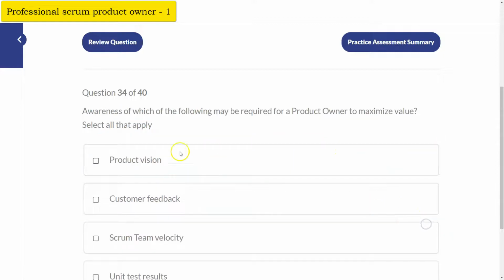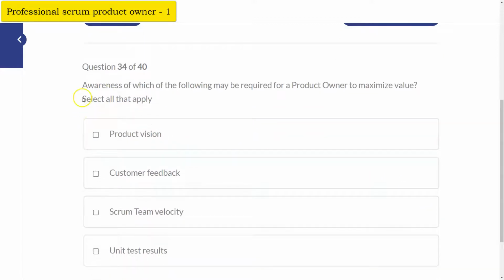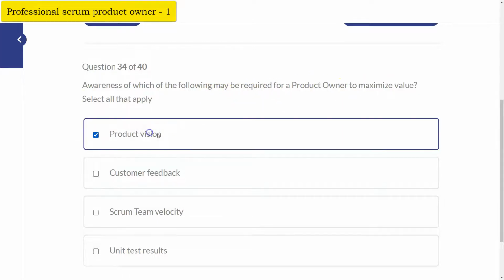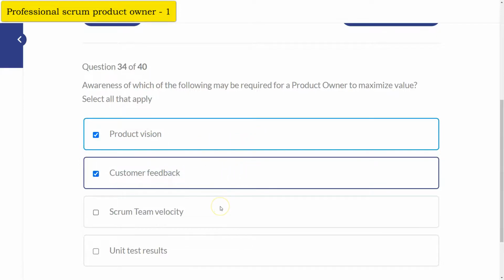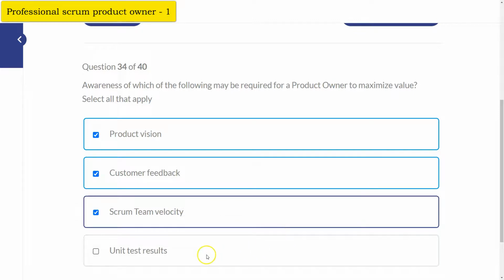Alright guys. Next question. Awareness of which of the following may be required for a product owner to maximize value? Product vision, yes. Customer feedback, yes. Scrum team velocity, no. Not here. And unit test results, no. So guys, product owner must be aware of product vision and customer feedback.